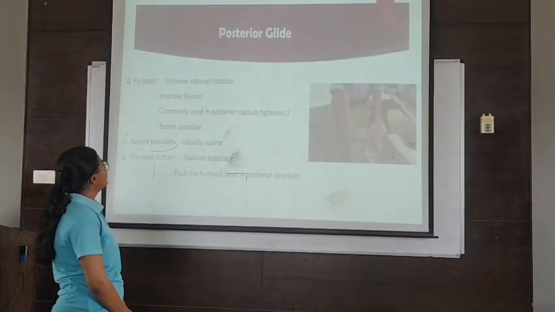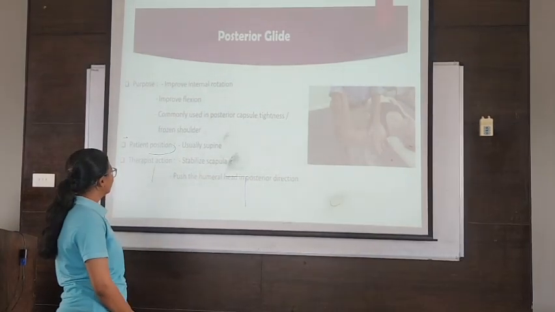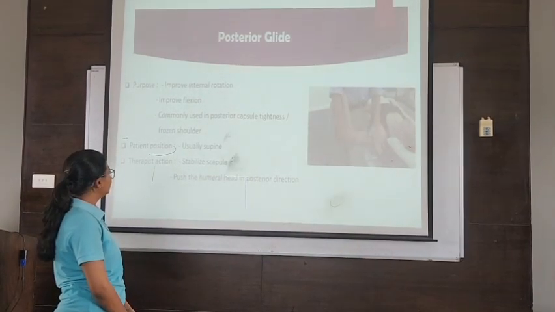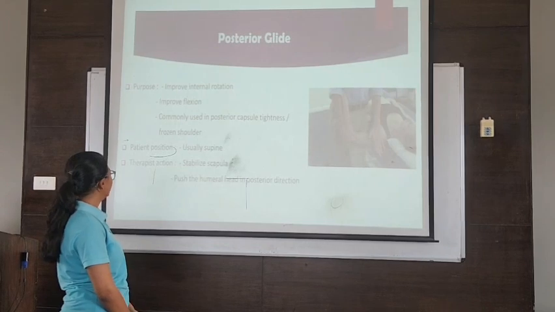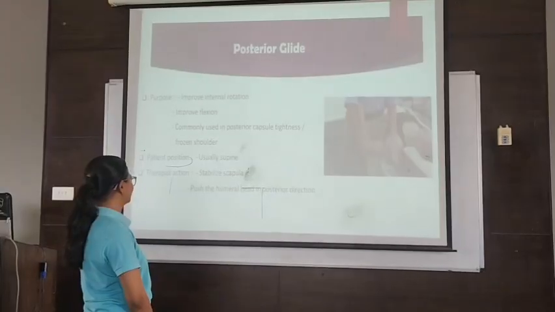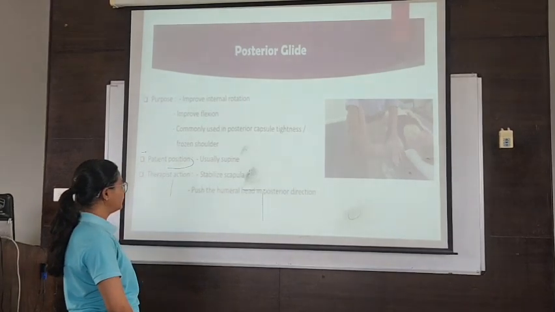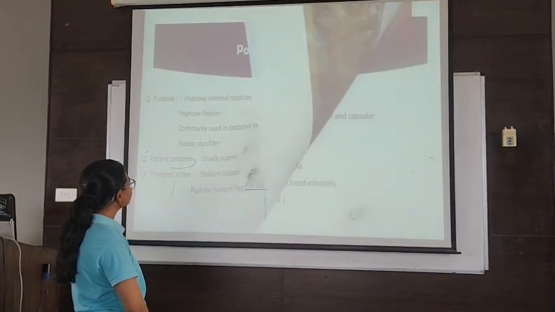Posterior glide. Purpose: it improves internal rotation, improves flexion, commonly used in posterior capsular tightness or frozen shoulder. Patient position: usually supine. Therapist action: stabilize the scapula, push the humeral head in the posterior direction.